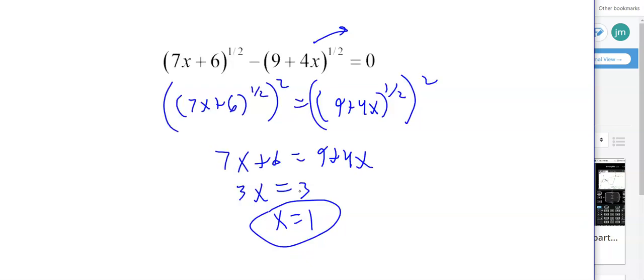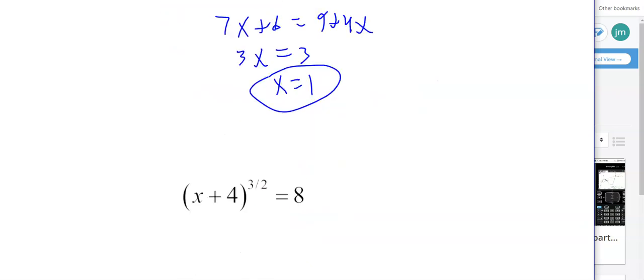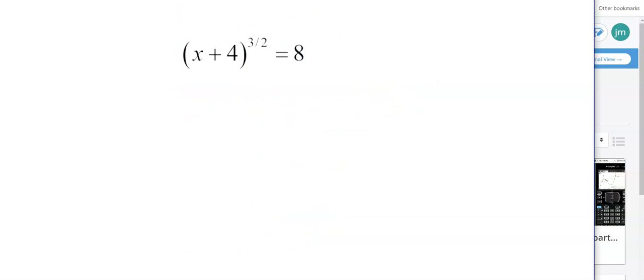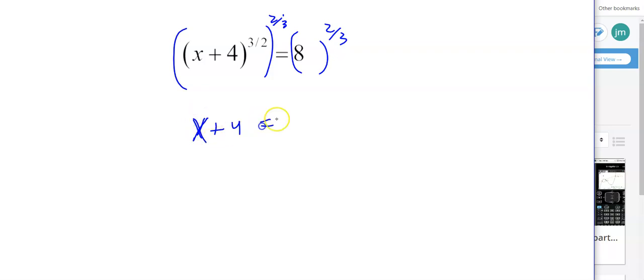Let's just double check, see if there's another problem down there. There is. So in this one, this would be kind of a neat one. You can put both sides to the reciprocal power. So this would be the 2/3 power. And so here, when you multiply the powers, you get 1. So x plus 4, it's really nice, actually, equals the cube root. So this you could write differently. You could write this as the cube root of 8 to the second power.